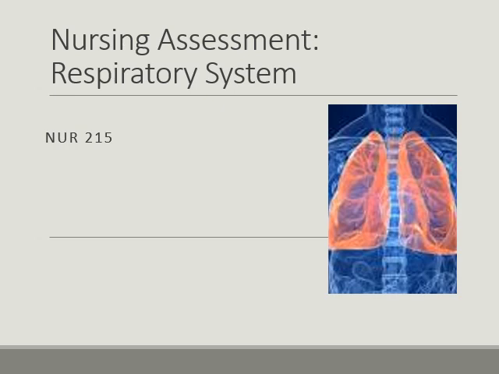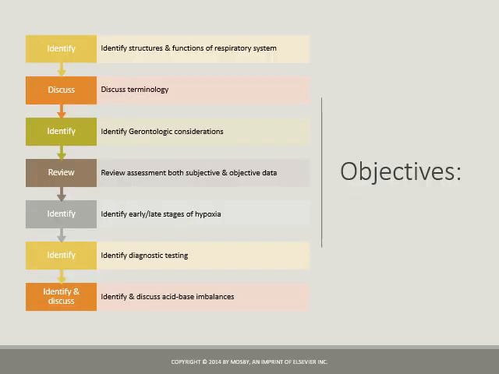We're going to talk about the respiratory system. This will be an assessment and some other details. Here are your objectives. Looking at this, we want to review the structures and their functions, go over some terminology, look at considerations for the elderly population, look at obtaining data, early and late signs of hypoxia, diagnostics, and just a quick review of acid-base imbalances.